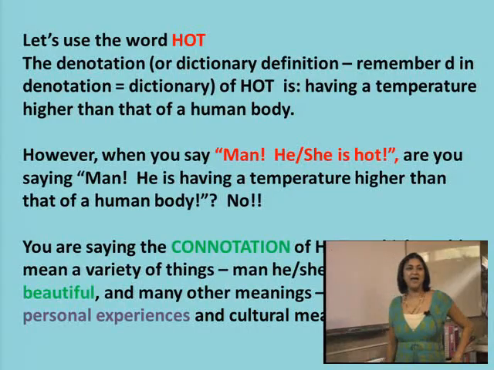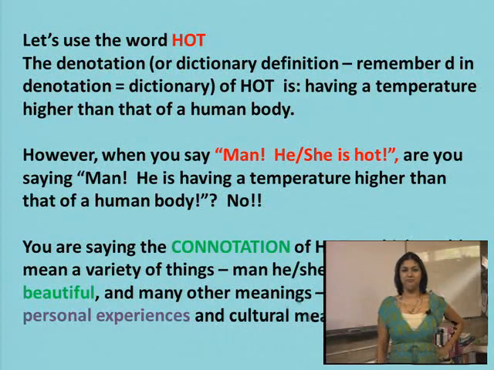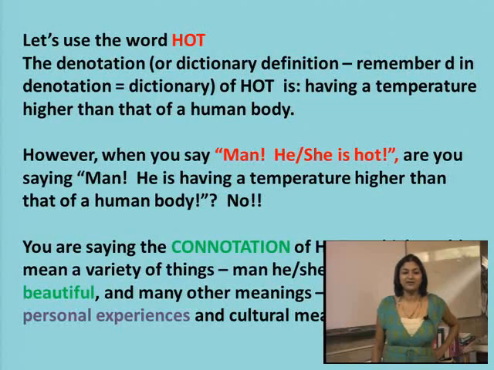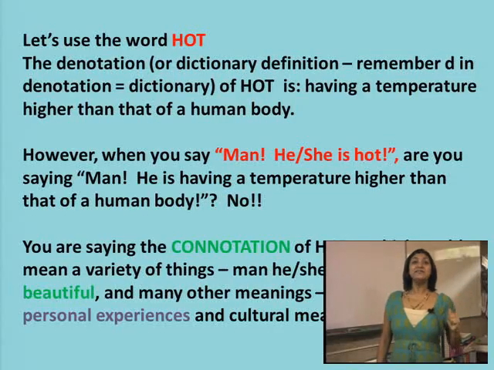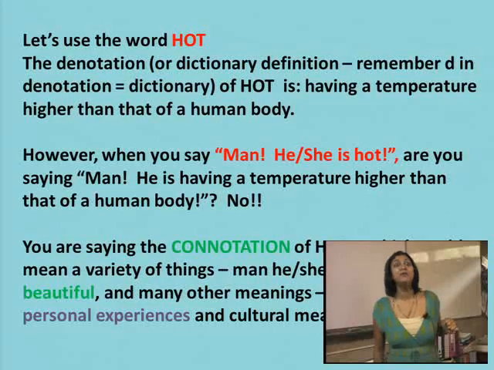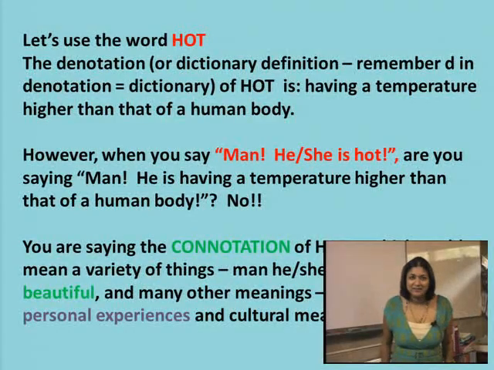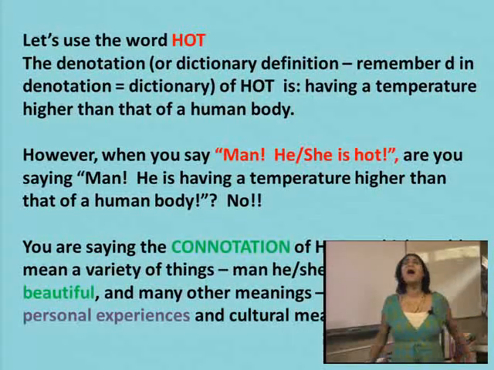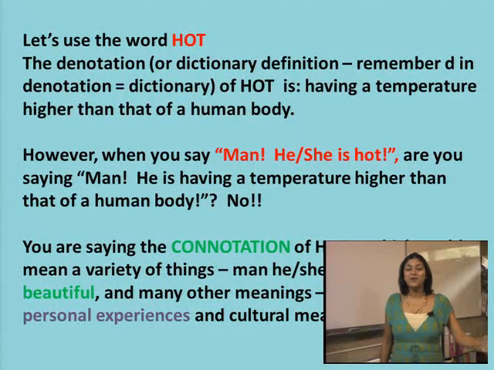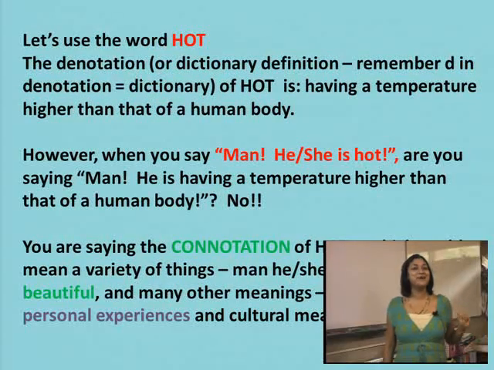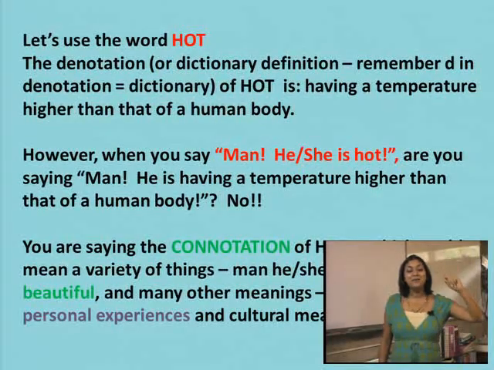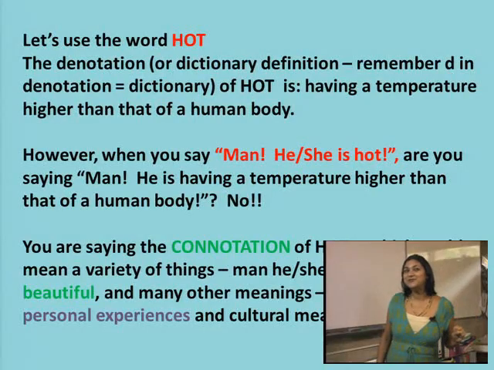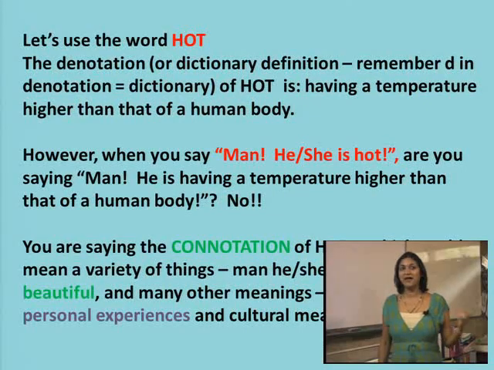So when I say, man, he is hot, or she is hot, what are we actually saying? Am I saying, oh my, look at that man, he is having a temperature that is higher than that of a human body? It is unlikely that I am saying that. Why would I want to say that? What you are probably saying is, ooh, that person is fine. So what you are doing is you are implying that that person is cute, that that person is attractive. They are beautiful, and Lord knows what else you associate with hot.